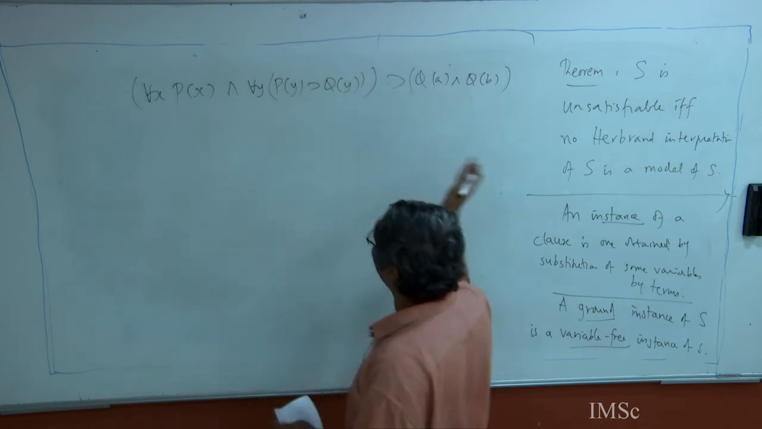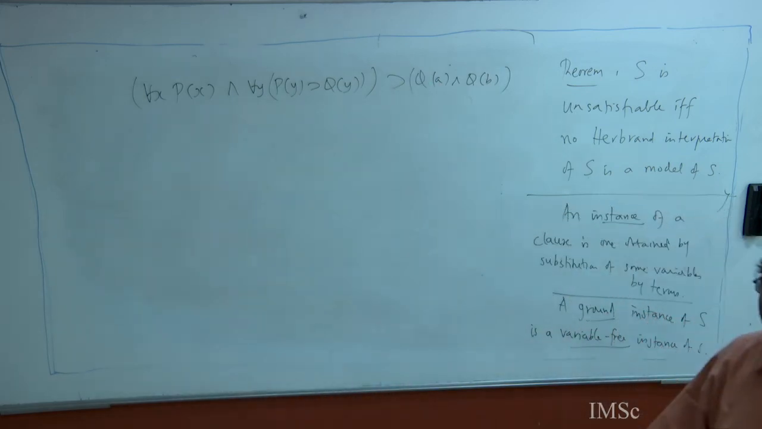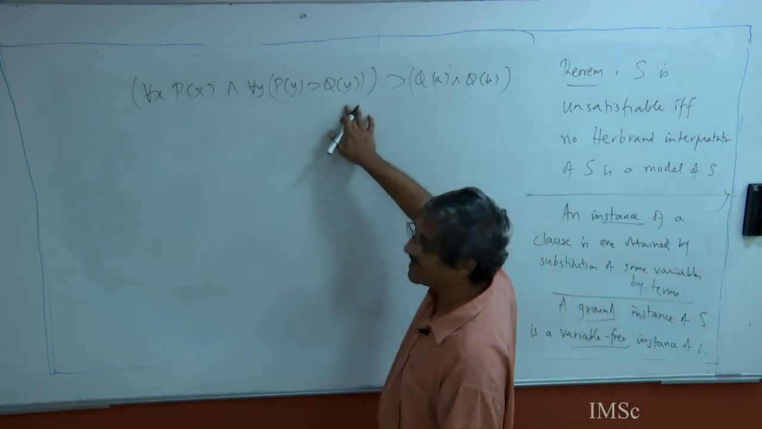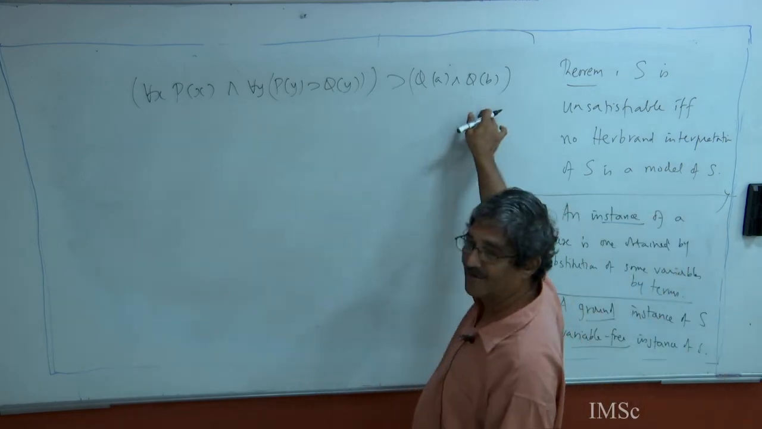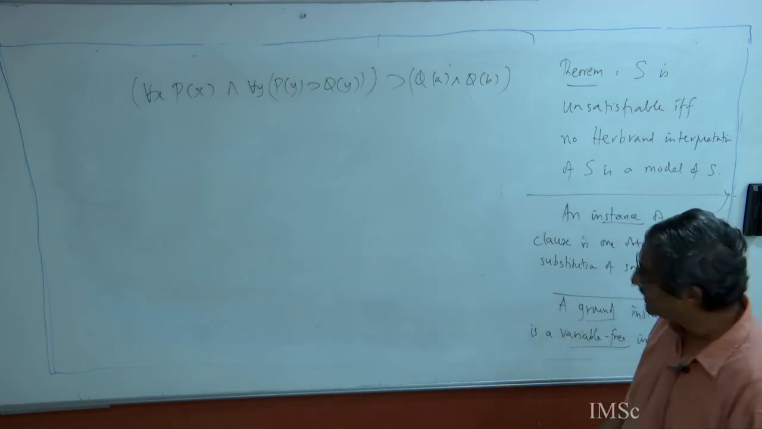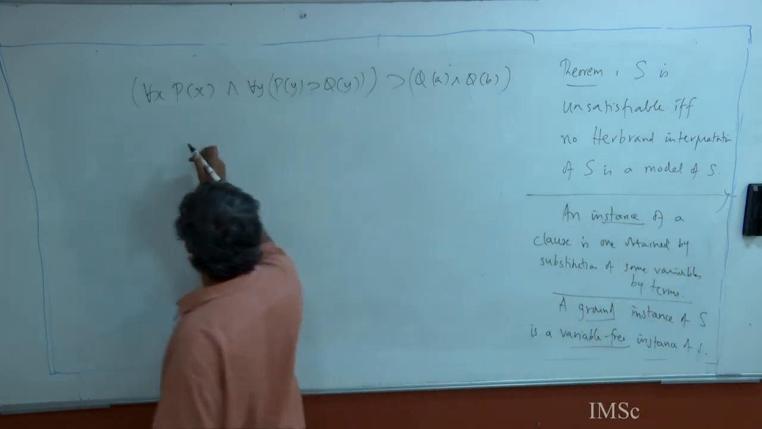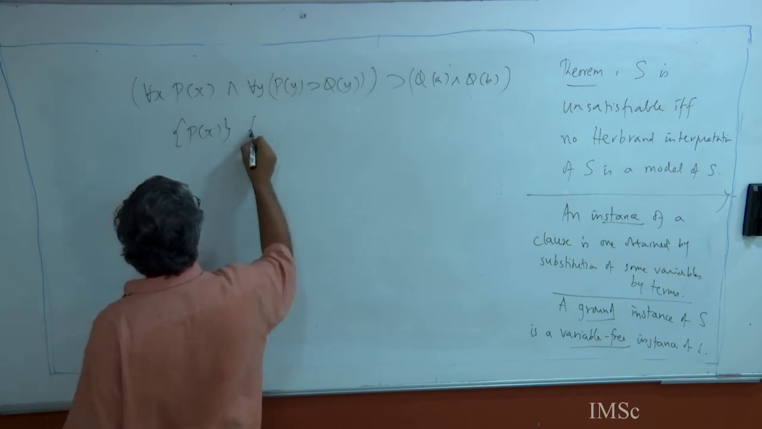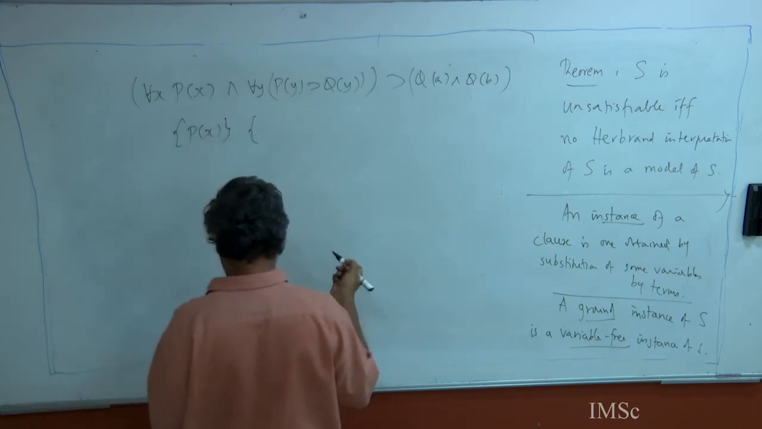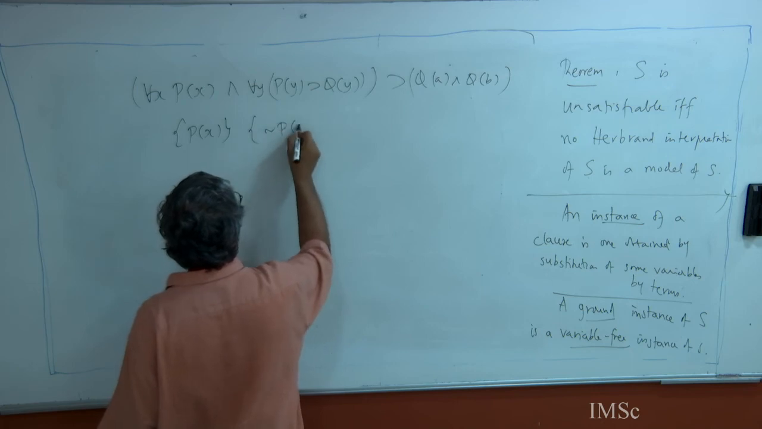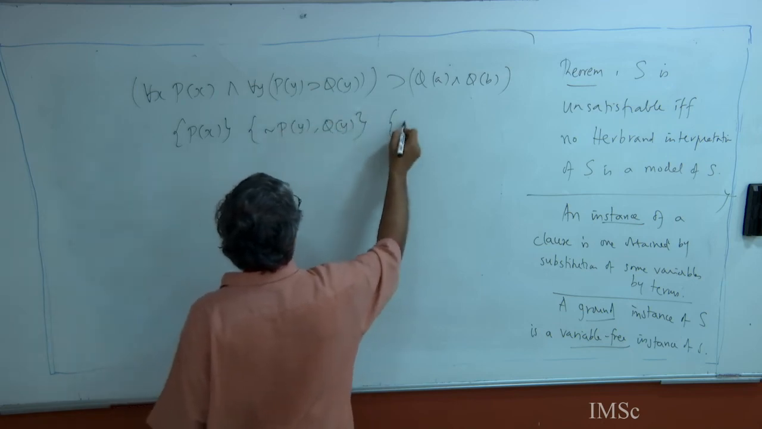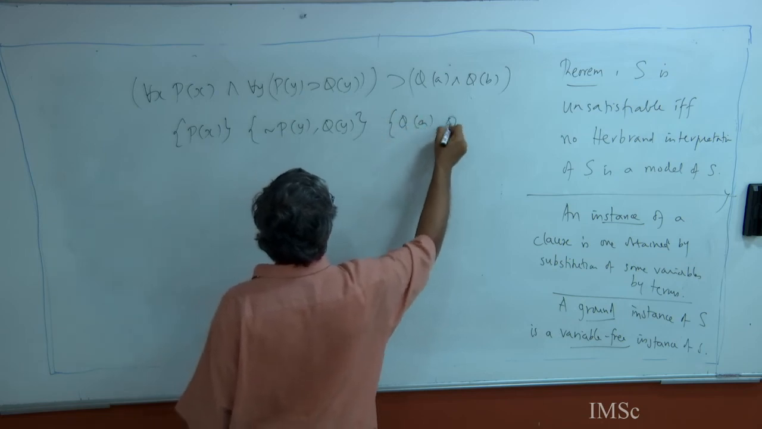I mean, the kind of thing you want to reason about. Trivial example, right? For all x Px, and for all y Py implies Qy, then Qa and Qb holds, right? And the thing is, you convert it into clausal form. This one will give you the clause Px, and this one will give you not Py or Qy, and this one will give you not Qa or not Qb.